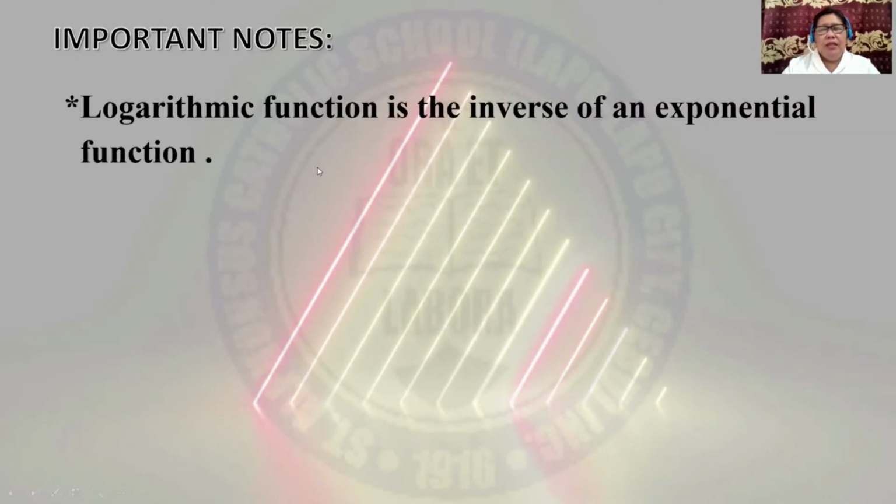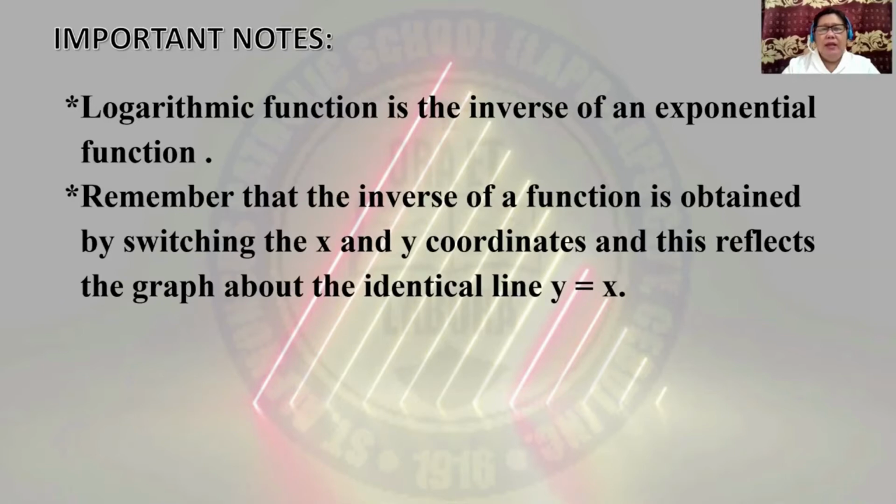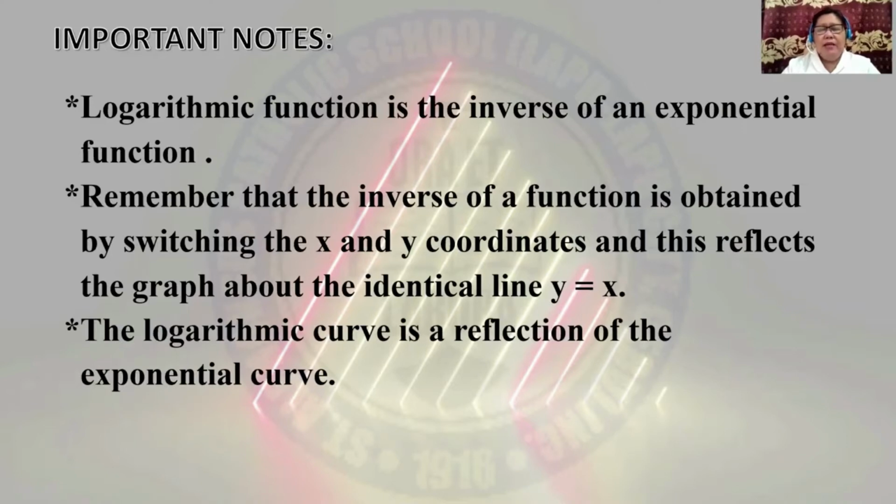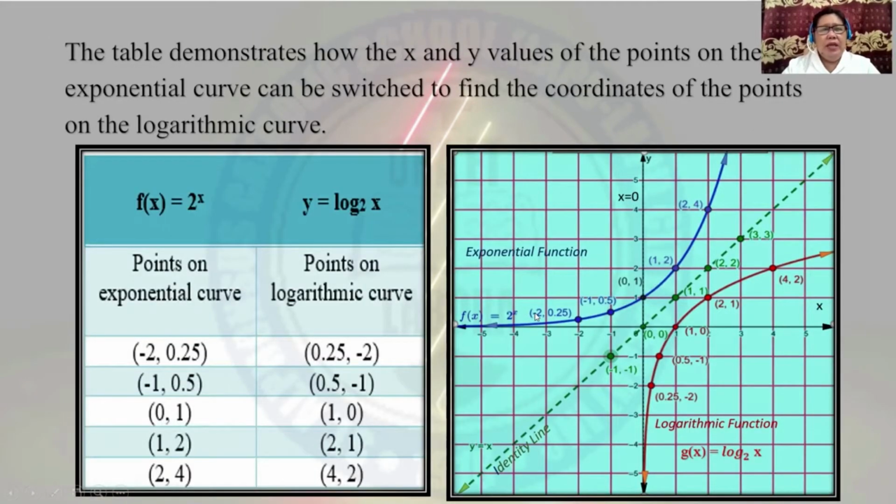Logarithmic function is the inverse of an exponential function. Remember that the inverse of a function is obtained by switching the x and y coordinates, and this reflects the graph about the identity line y is equal to x. The logarithmic curve is a reflection of the exponential curve. The table here demonstrates how the x and y values of the points on the exponential curve can be switched to find the coordinates of the points on the logarithmic curve.